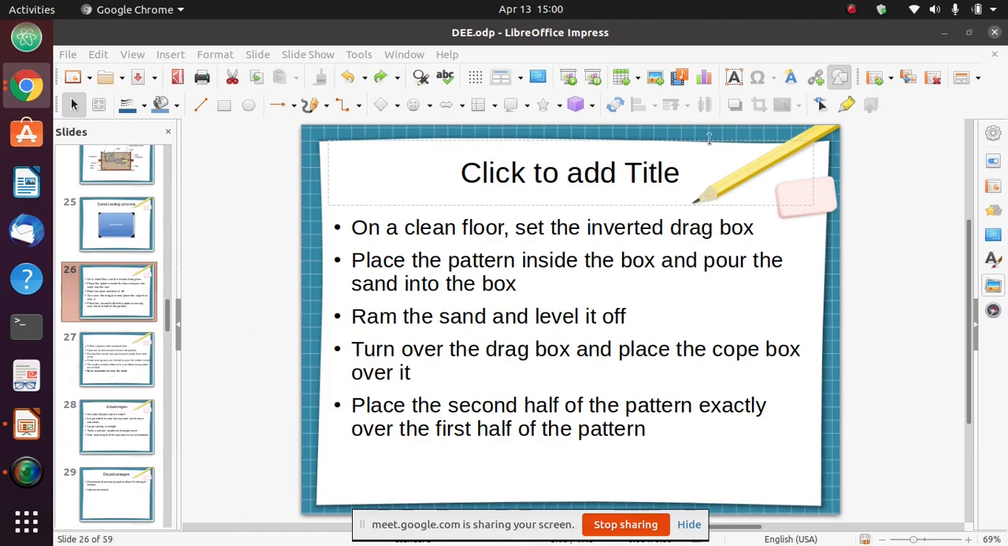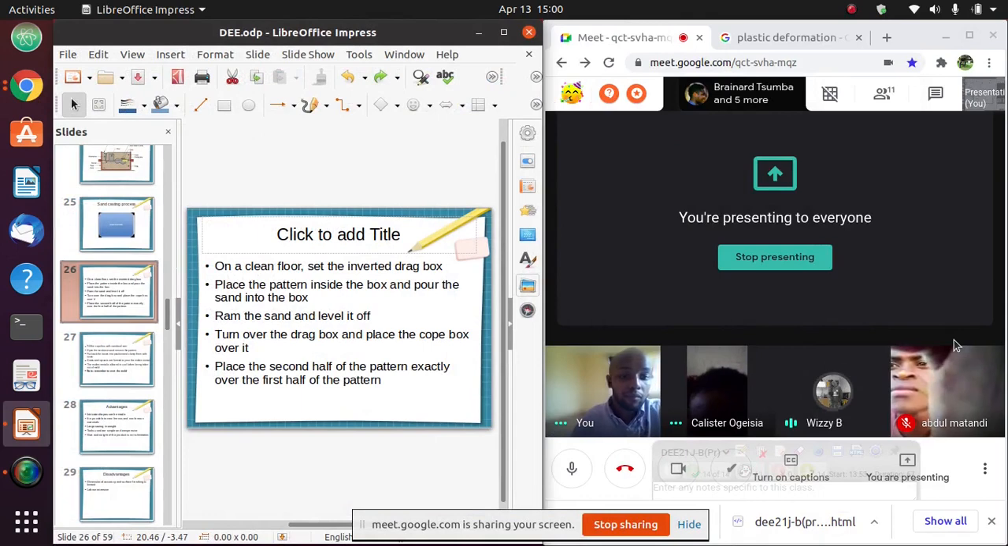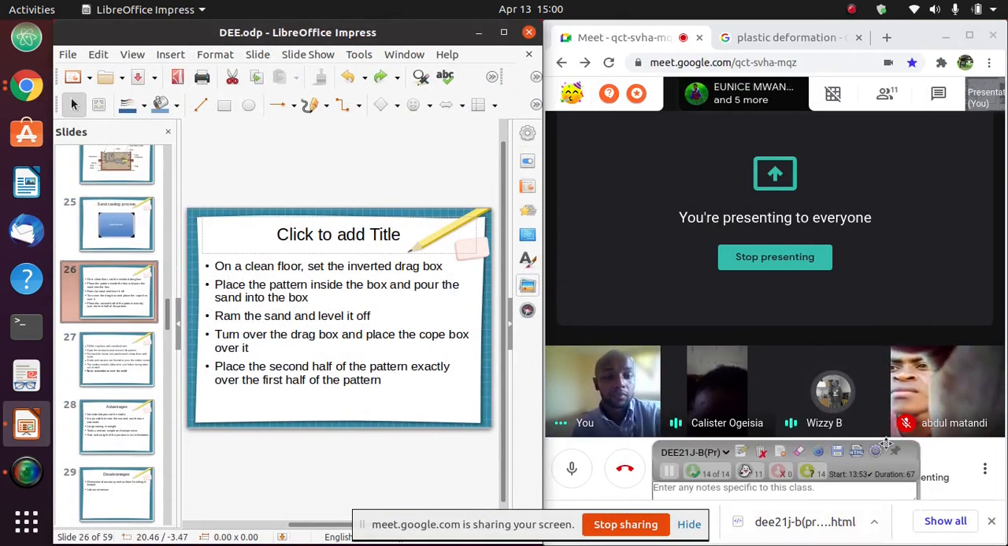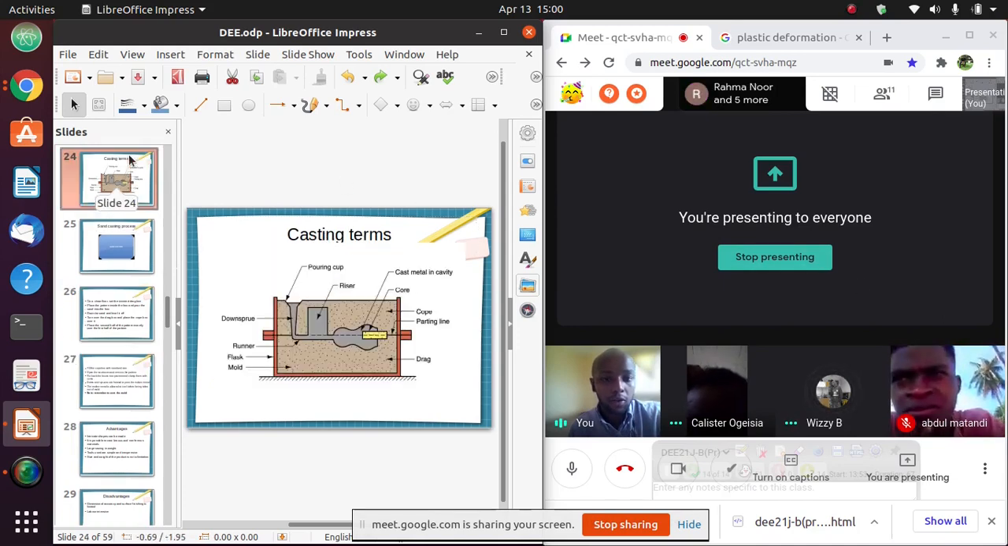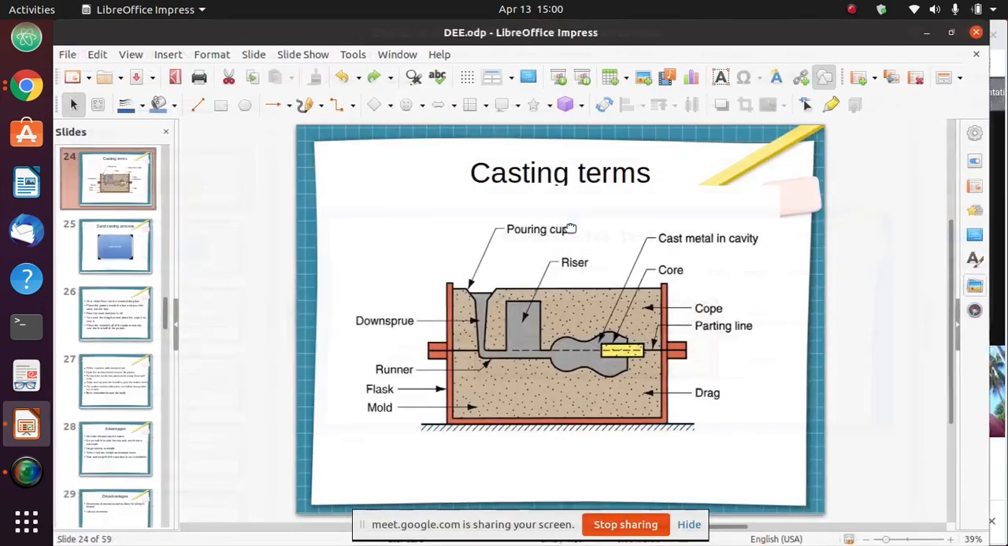Now, up to that point, what if you want to make a shape with holes inside? For example, you want to make a hollow bottle. Okay. How will you manage this? If you pour, it is going to cover all that space. There is something I had mentioned here. A core.